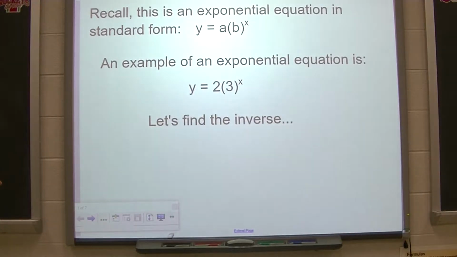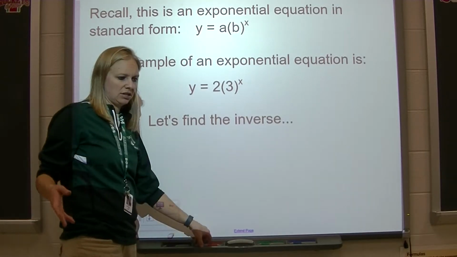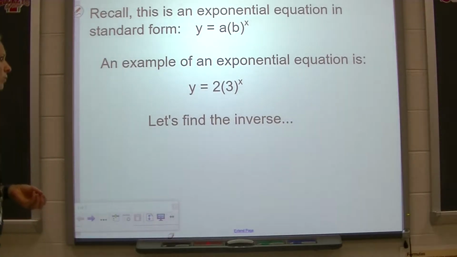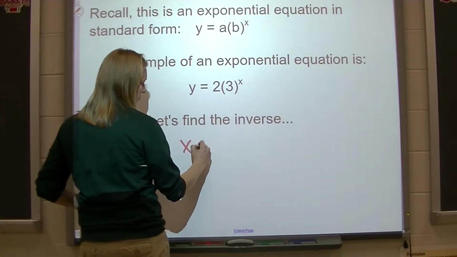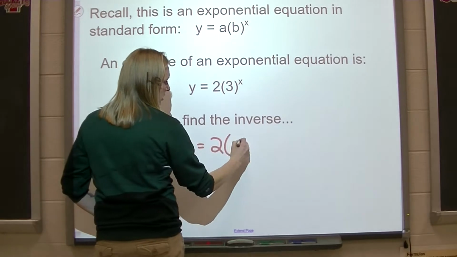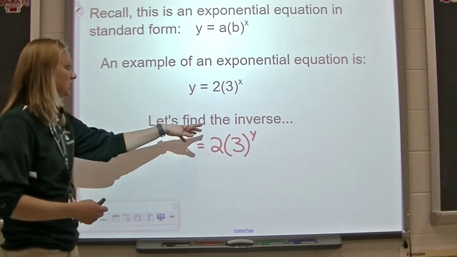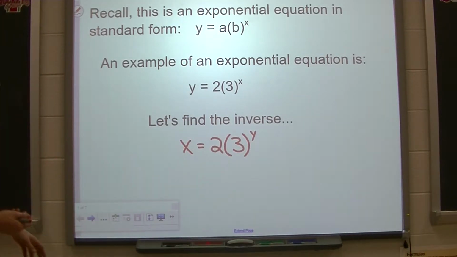Let's first work on trying to find the inverse of this. Now for my advanced crew, we did a lesson on this. For my regular crew, we haven't. But what we do to find inverses, you flip the x and the y, if you remember. So essentially we have x equals 2 times 3 to the power of y. So literally just the x and the y switch spots. And then we need to solve the equation for y.